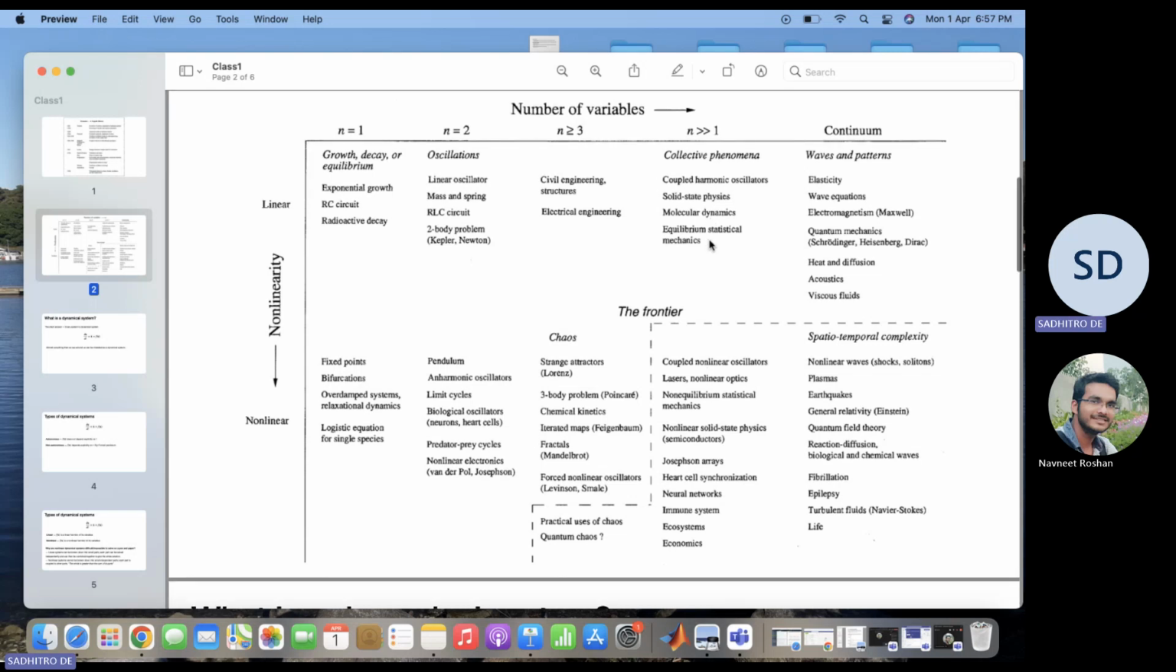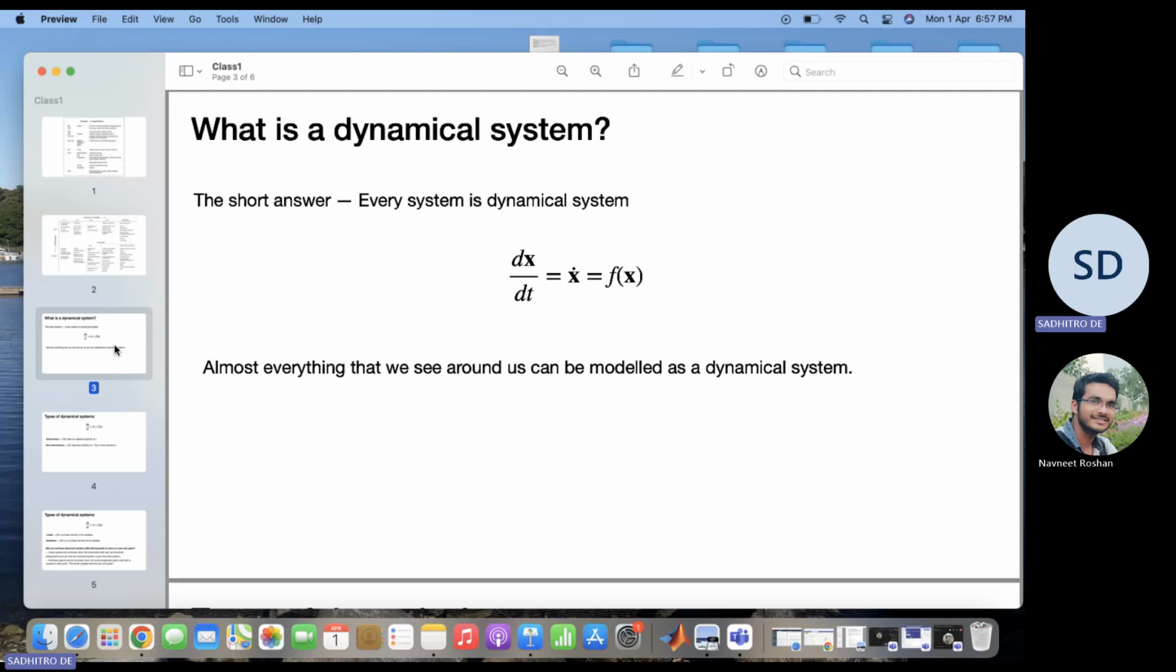Okay, so now that we have a basic overview of what chaos is and where chaos can be found, let us turn to the basics now. What is a dynamical system? The short answer is that every system can be described as a dynamical system. Why? Because any system that you see around us can be described by this particular equation, dx/dt is equal to f(x). What is x?